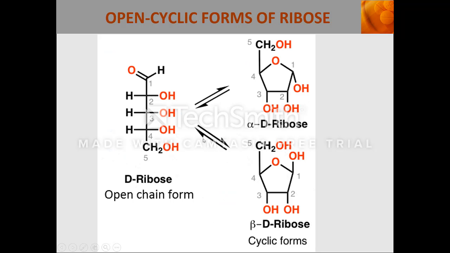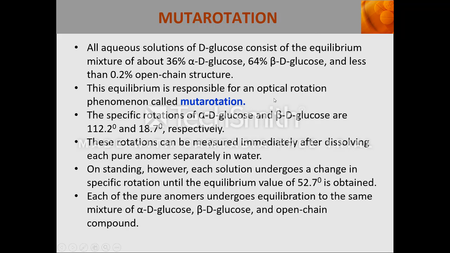And here you can see the open cyclic forms of ribose. All aqueous solutions of D-glucose consist of the equilibrium mixture of alpha-D-glucose, beta-D-glucose, and the open chain structure. This equilibrium is responsible for an optical rotation phenomenon called mutarotation.